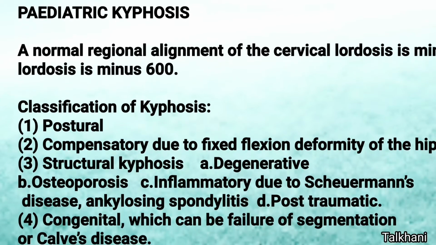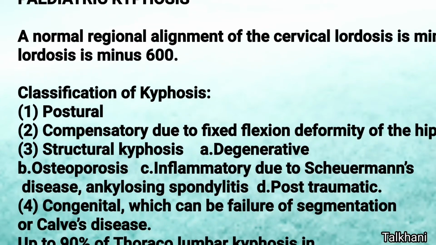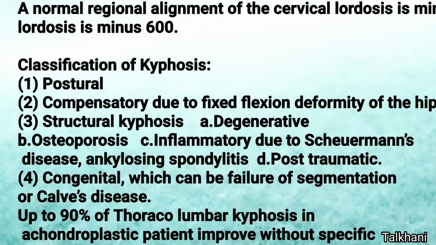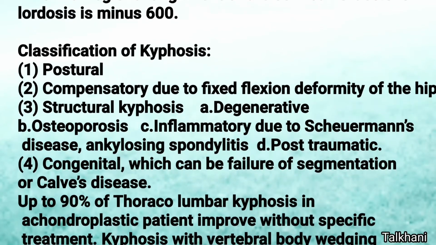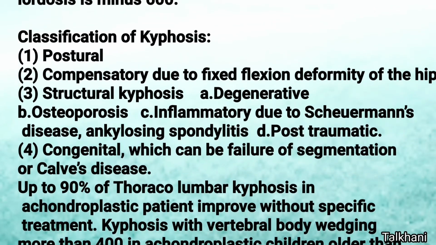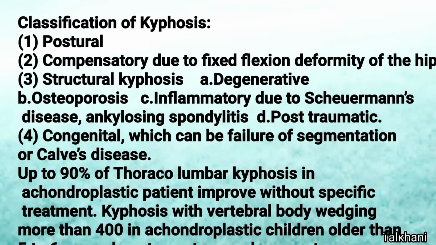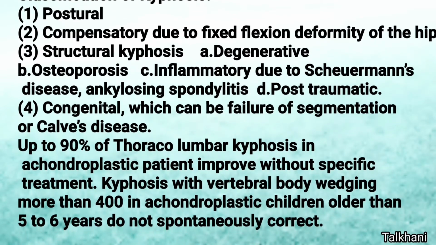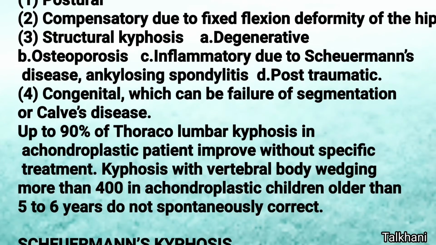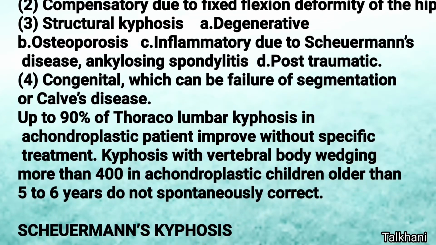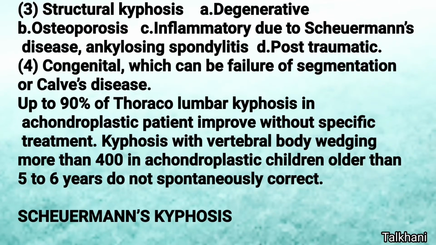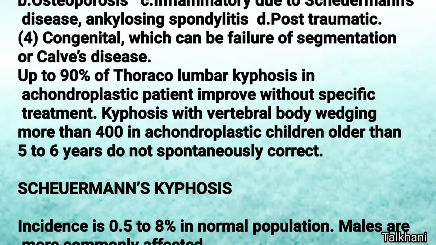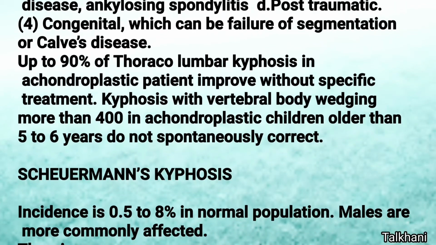Number 3, structural kyphosis, which is subclassified as A, degenerative or osteoporosis, B, inflammatory due to Scheuermann's disease or ankylosing spondylitis, or C, post-traumatic. Number 4 is congenital, which can be failure of segmentation or Calve's disease. Up to 90% of thoracolumbar kyphosis in an achondroplastic patient improve without specific treatment. Kyphosis with vertebral body wedging more than 40 degrees in a child over 5 to 6 years in an achondroplastic patient do not spontaneously correct.